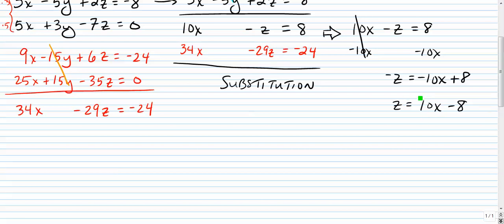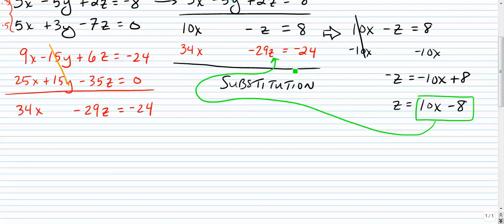Once you've got the z solved for, all you need to do now is take that z and replace it right there. And then rewrite the red one. So here we go. I'm going to rewrite this equation. Instead of using z, I'm going to replace it with my big green box here, 10x minus 8.